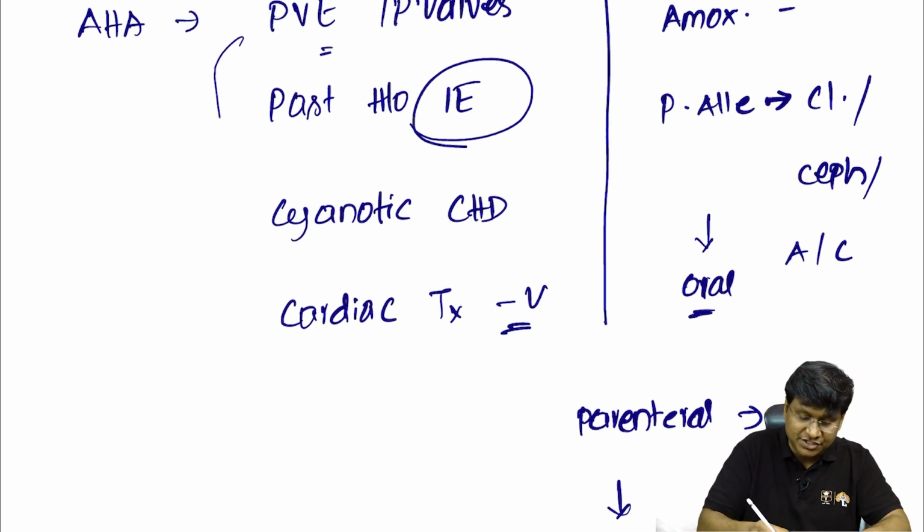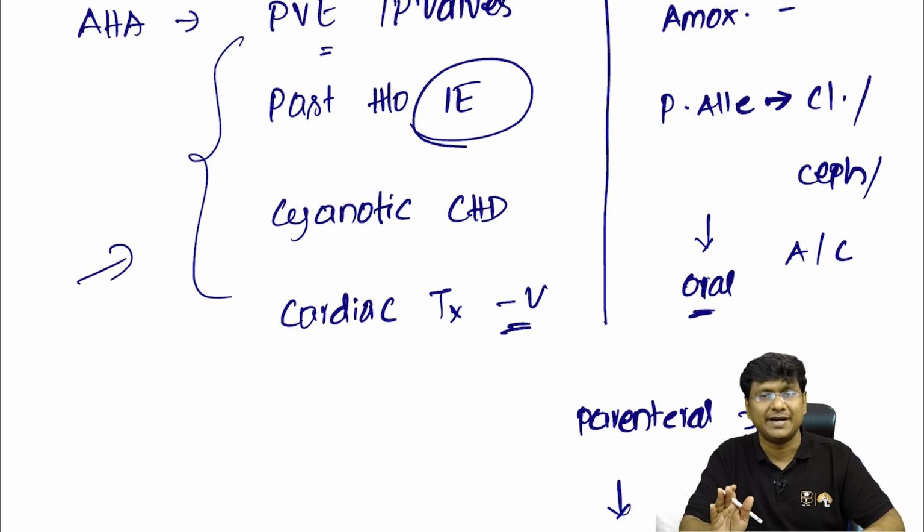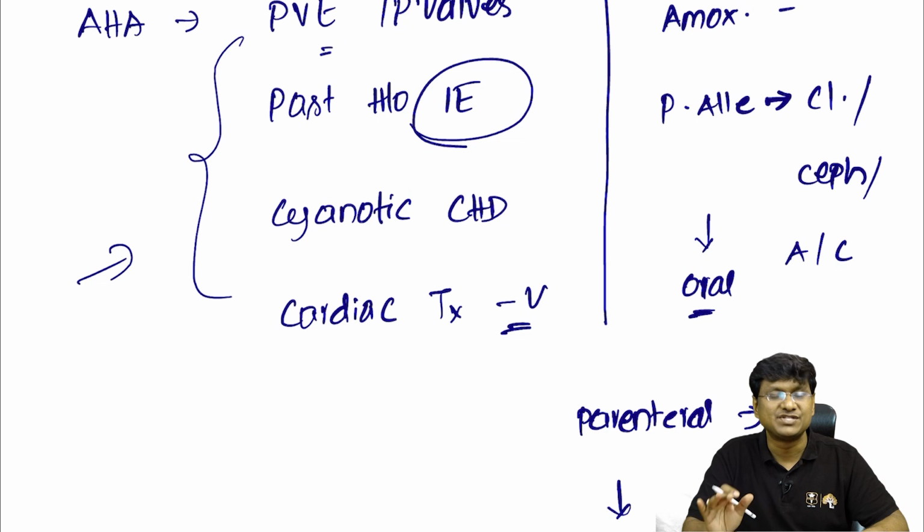So which group of patients will be requiring the infective endocarditis prophylaxis before undergoing a dental procedure? So this completes the quick revision of the infective endocarditis. Now let me do a quick revision of coronary artery disease.